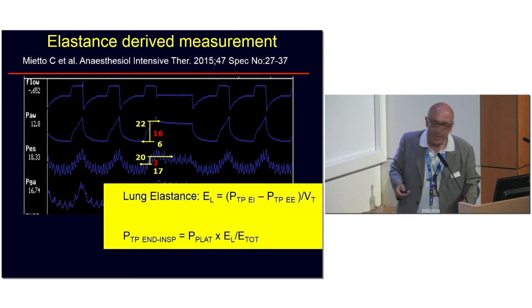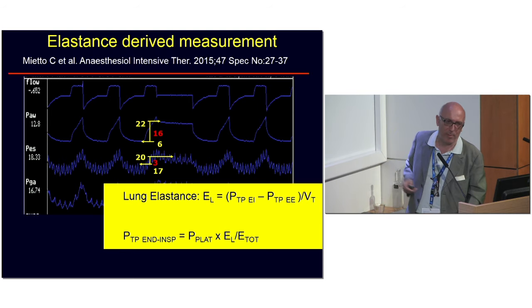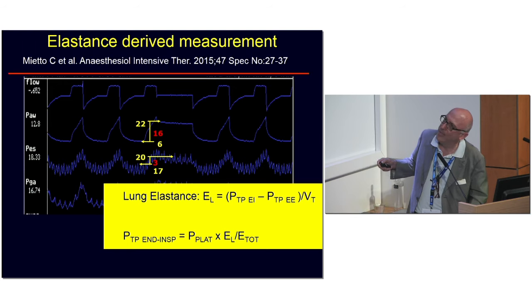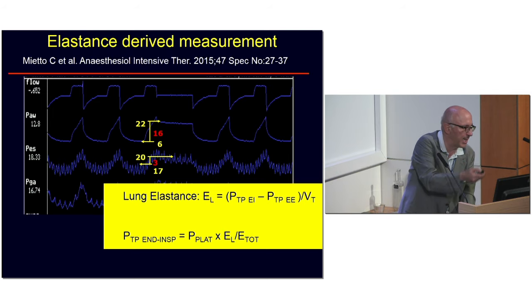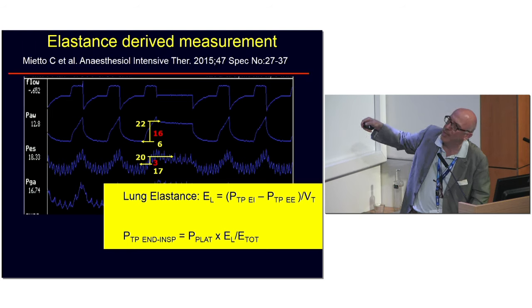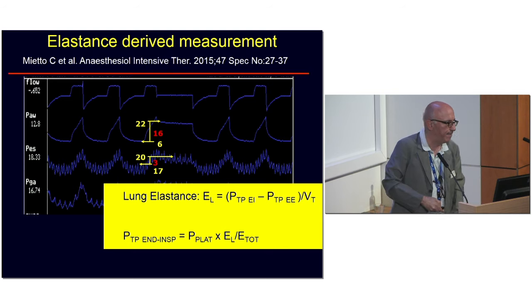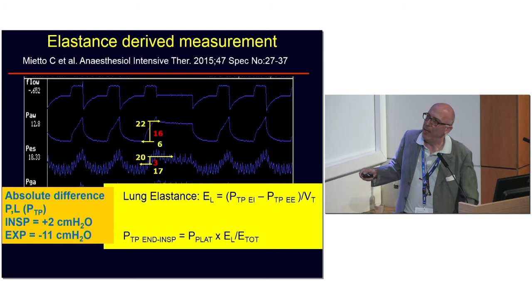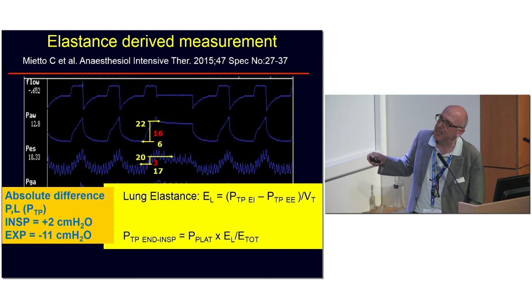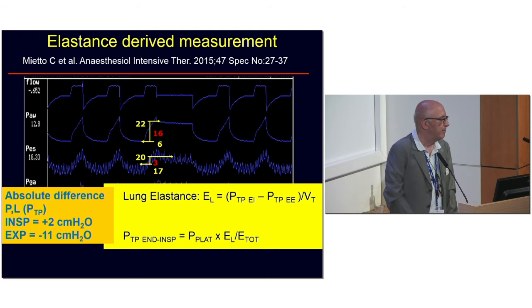Then there are two other methods. One is the elastance-derived measurement. How is it done? This is controlled mechanical ventilation, and this is the esophagus. You go from a plateau pressure of 22 and PEEP of 6. This is an example. Driving pressure of 16, tidal volume 600. And this is the esophageal pressure at end inspiration and then expiration, 20 and 17. Difference 3. Now, if we measure the absolute difference, it is 22 minus 20, so plus 2. Do you agree?